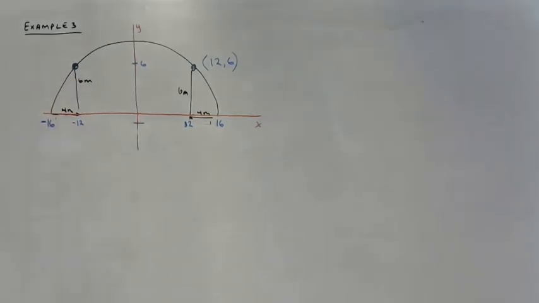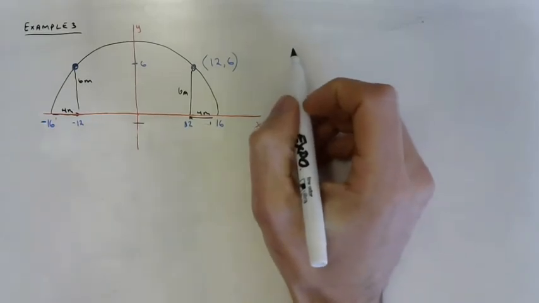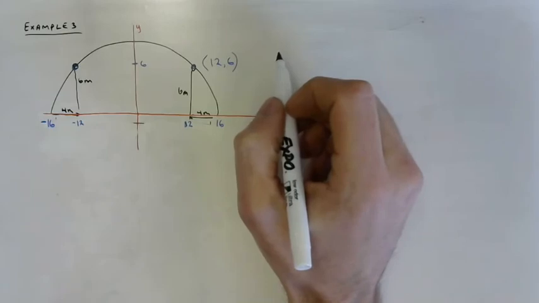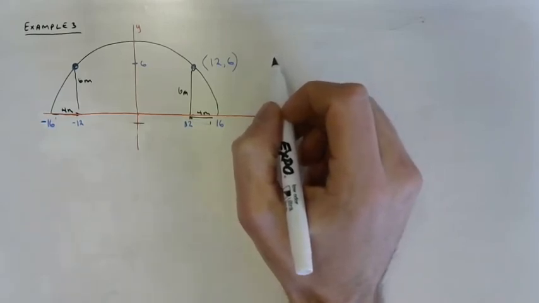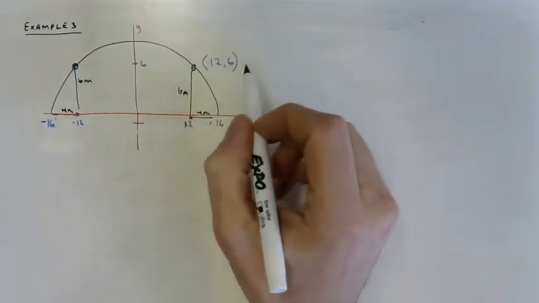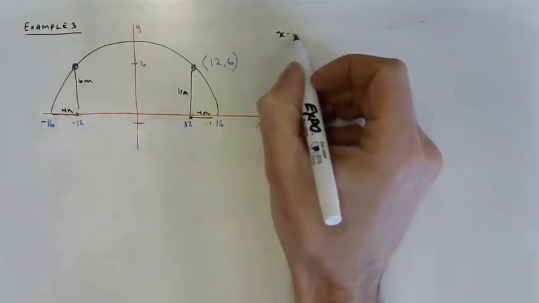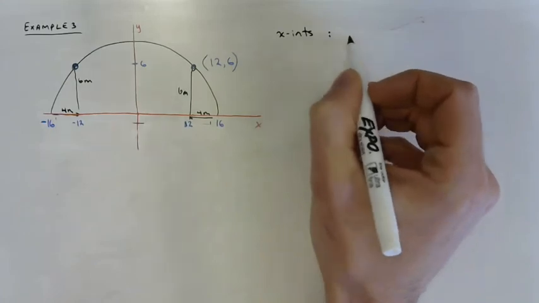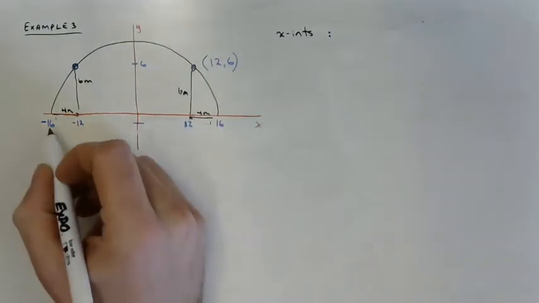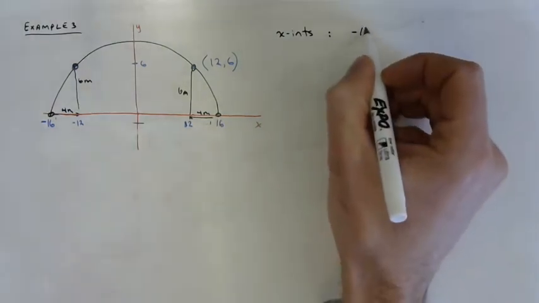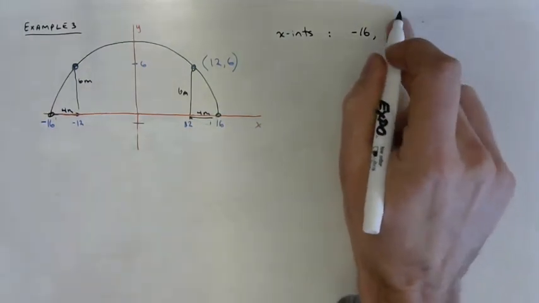B says determine the equation of the function that models the opening of the tunnel. Well, we're getting back into what we know about our zeros. If we have the roots of the equation, then we can develop a family of equations, which means we can get the specific equation if we have one of the points. So first thing we're going to do is look at the x-intercepts. What are the x-intercepts? Negative 16 and 16.